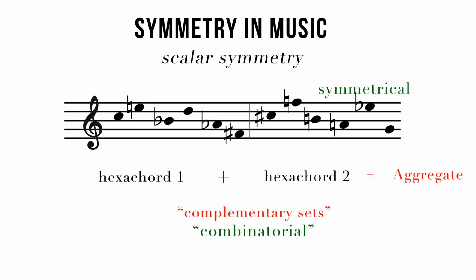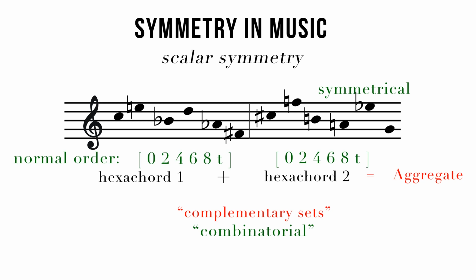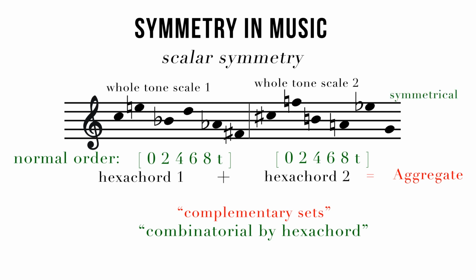We would call a group of 6 notes a hexachord. If we have 2 hexachords of the same order that can be combined without pitch class duplication and therefore complete an aggregate, they are considered to be combinatorial by hexachord. A possible example of hexachordal combinatoriality is the combination of 2 whole tone scales. The whole tone scale is called a mode of limited transposition because you can only make so many of them before they start wrapping back on top of themselves.